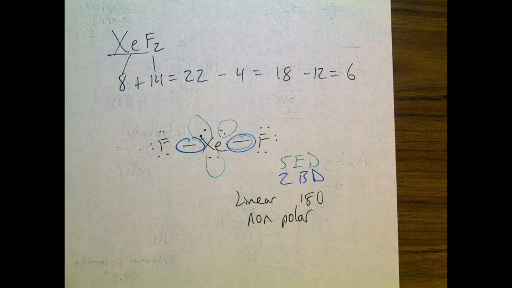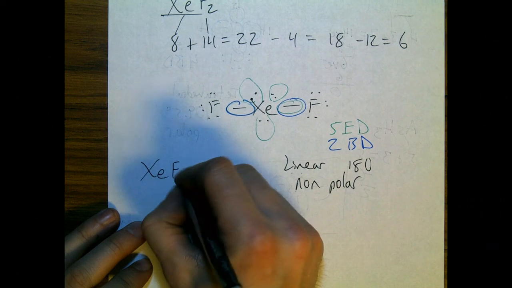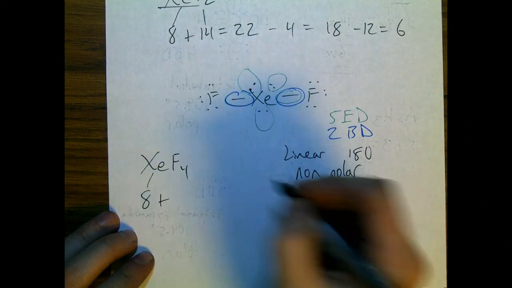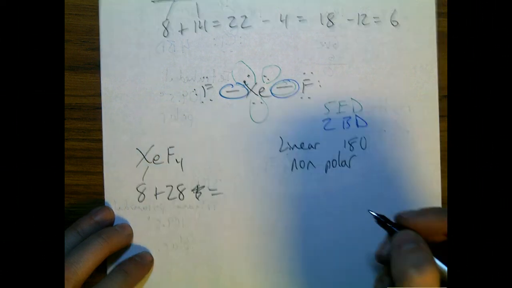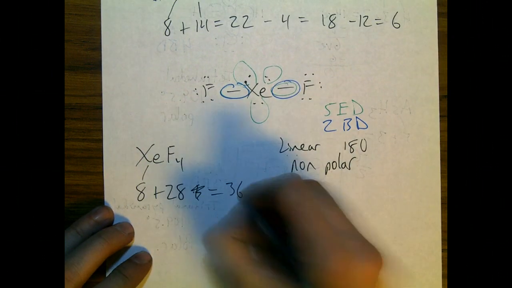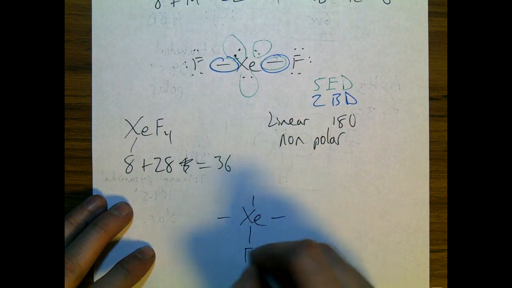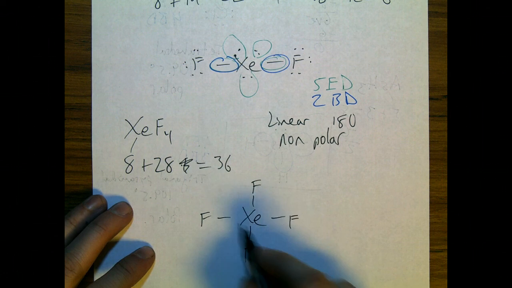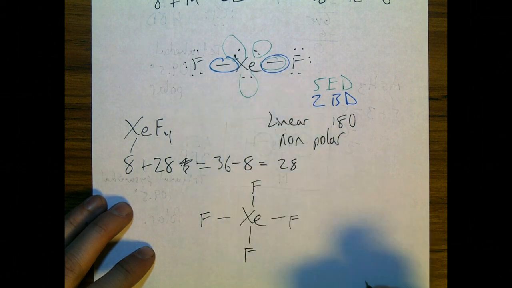Okay, now let's go to a similar one, the last one, which is xenon tetrafluoride. Counted up in the same way. We had 8 here. 7 times 4 is 28. So 8 plus 28 is a total of 36. Put the xenon in the center, spread out my fluorines. And once I spread out the fluorines, I use 2, 4, 6, 8. Take the 8 away from the 36. I'm left with 28 valence electrons.